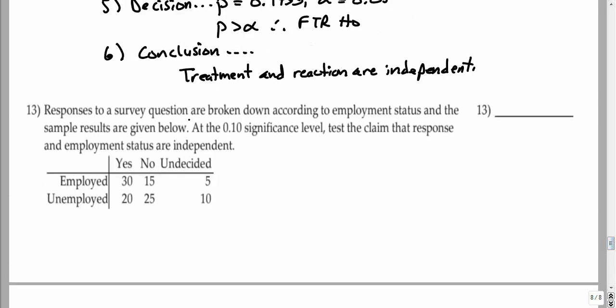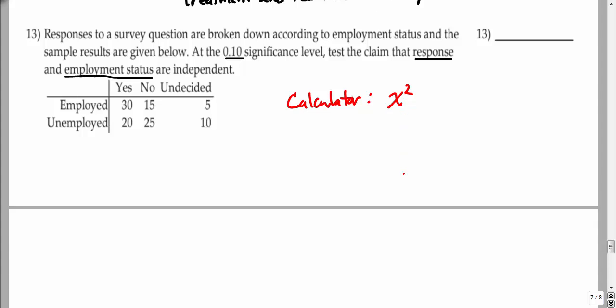It says responses to a survey question are broken down according to employment status, and the sample results are given below. 10% level of significance. Test the claim that response and employment status are independent. So these are my variables. Okay, so for our calculator steps, I'm going to be using my matrix, and I'm just going to be using my chi-squared test.